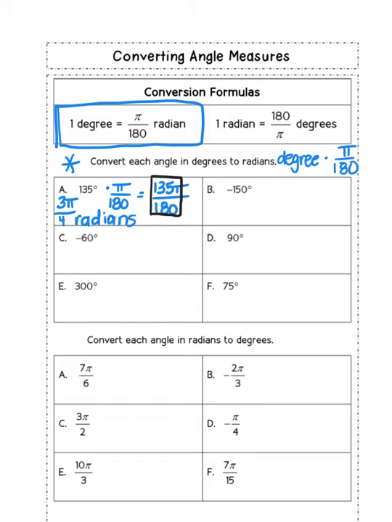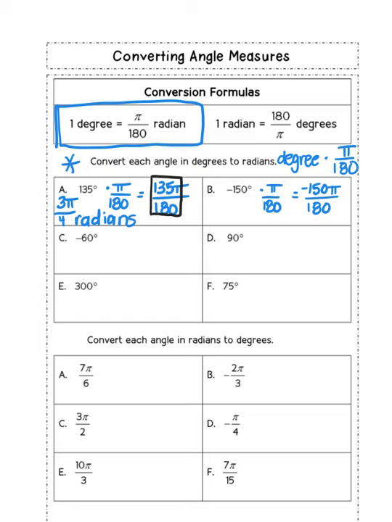So we started with 135 degrees and converted it into radians, and we have 3 pi over 4 radians. Now we can do the same thing with negative degrees, which just means I'm rotating in the clockwise direction, the opposite direction on the unit circle. Same process. If I have a degree and I'm converting it into radians, I'm still going to multiply this by pi over 180. That's going to give me negative 150 pi over 180.